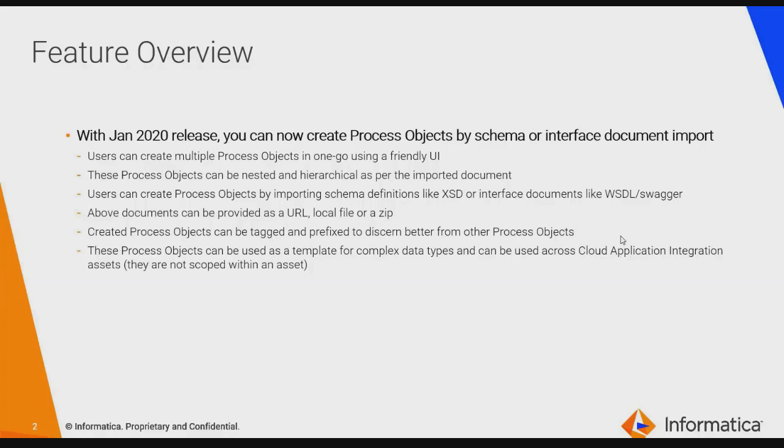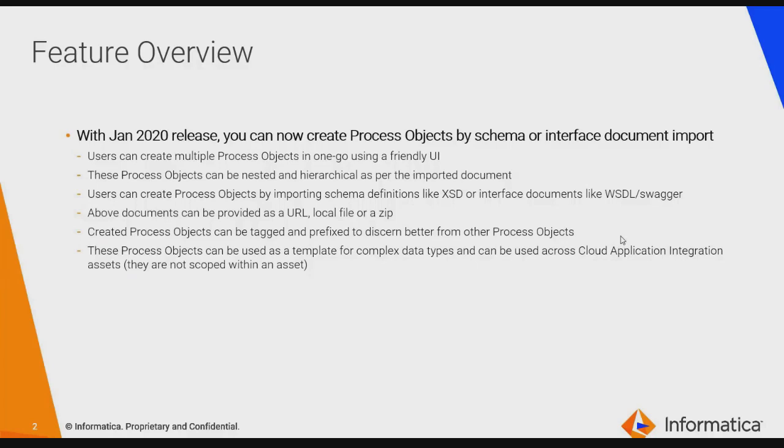And by virtue of using this wizard or this UI, the process objects that you create can be nested and hierarchical. It all depends upon the schemas that you're importing from the files. Like I mentioned earlier, you can create process objects by importing schema definitions, for example, XSD, or the interface documents, for example, WSDL and Swagger, since these have the elements which qualify as a complex data type. In the future, we might support more of these formats, but for now, we support XSD, WSDL, and Swagger.